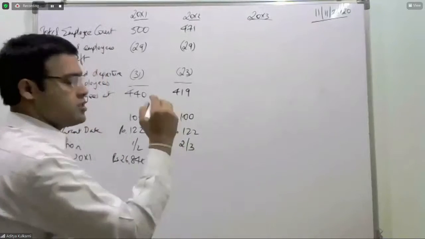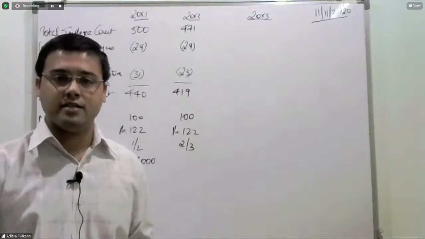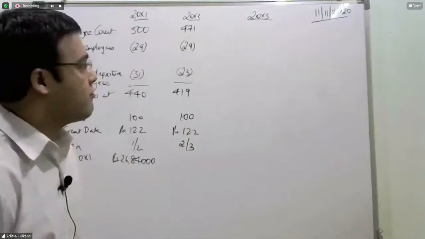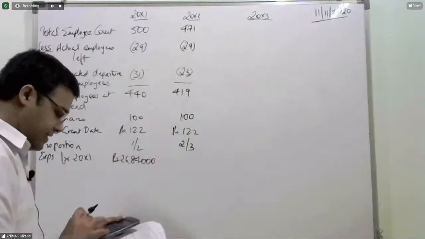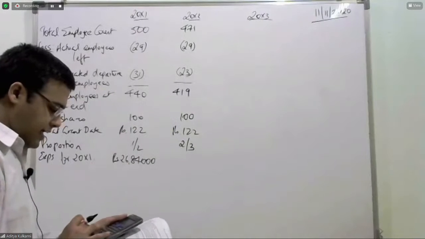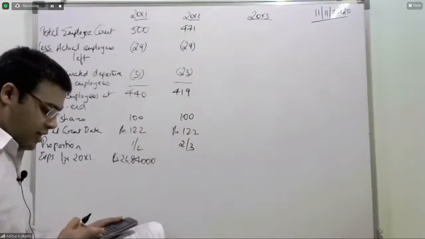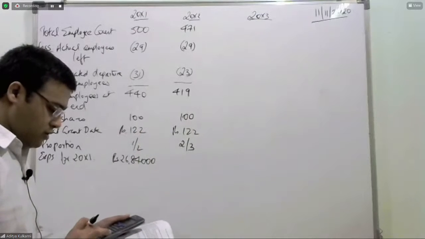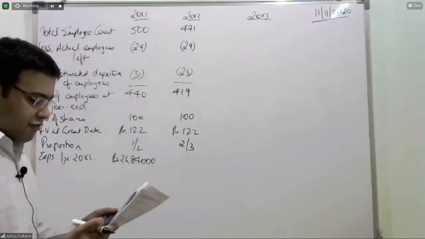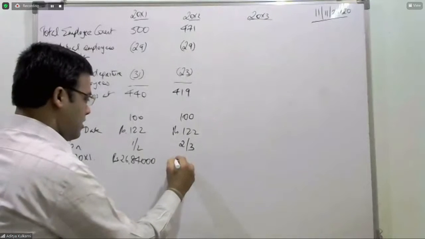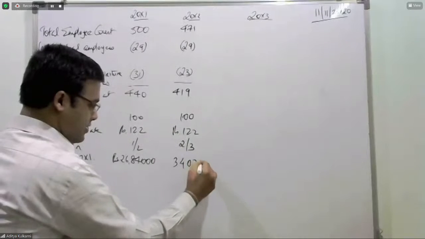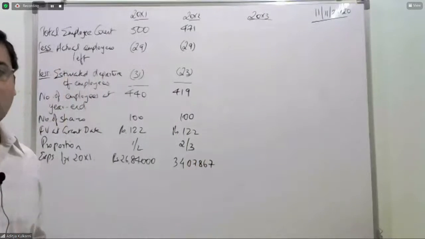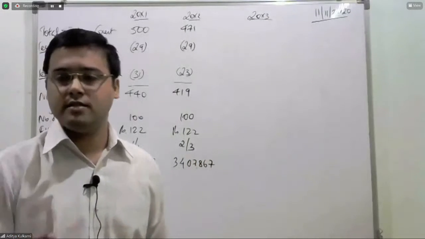So the proportion of expenses that you will charge is 2/3. So 419 into 100 into 122 fair value per option into 2 divided by 3. So therefore you get how much? 34,07,867. This is your cumulative expense.